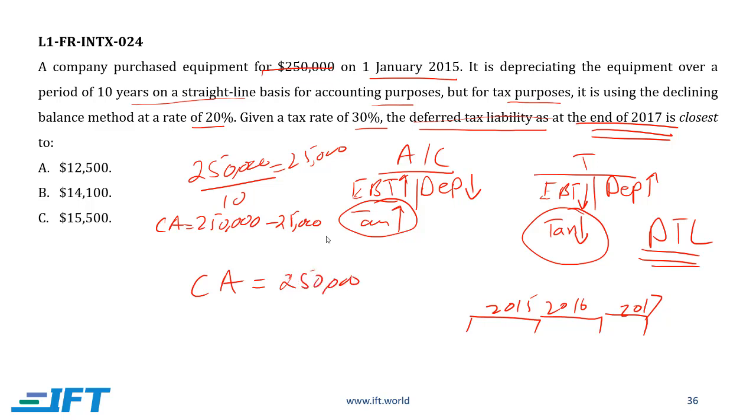Each year your depreciation is how much? 25,000. For 3 years it would be 25,000 times 3. So this would be how much? 175,000.